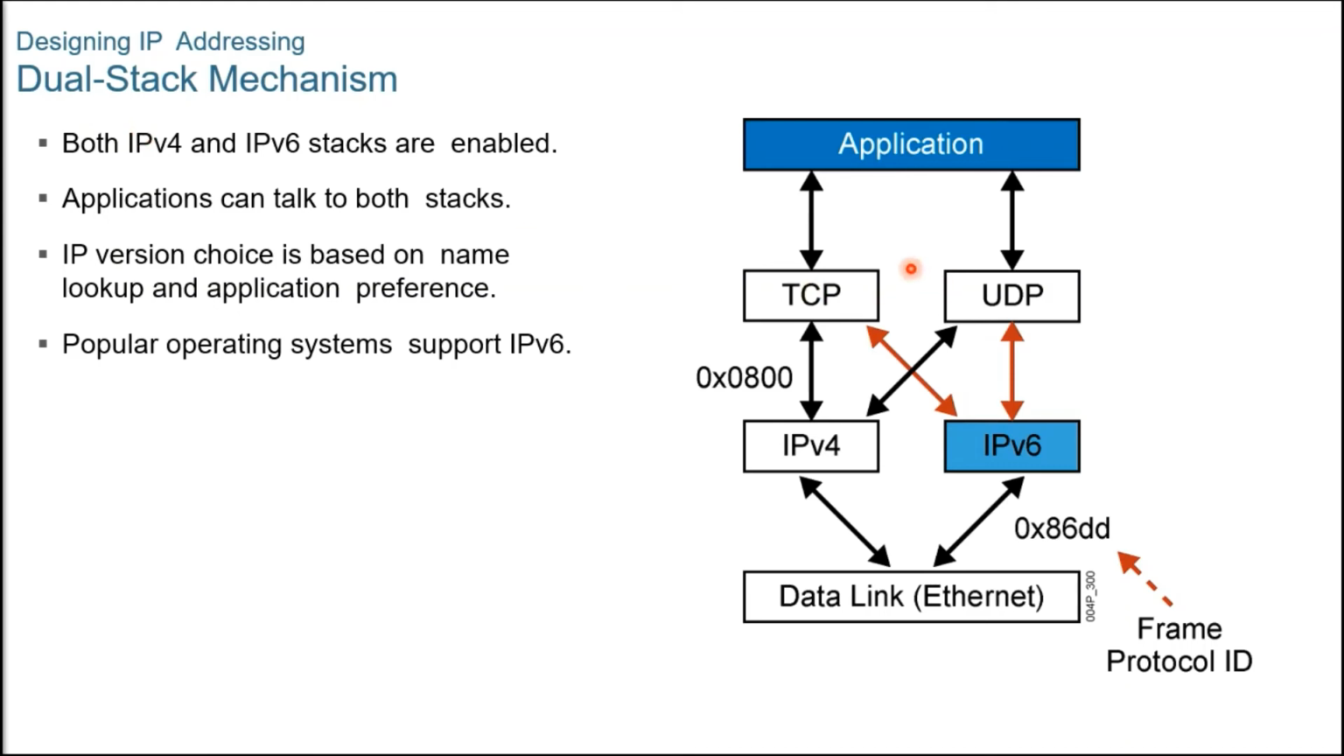Now, as shown here in the figure, a dual stack node enables both IPv4 and IPv6 stacks. The IP version choice is based on the name lookup and application preference. So this is the most appropriate method for campus and access networks during the transition period. And it is the preferred technique for transitioning to IPv6. So a dual stack approach supports the maximum number of applications.